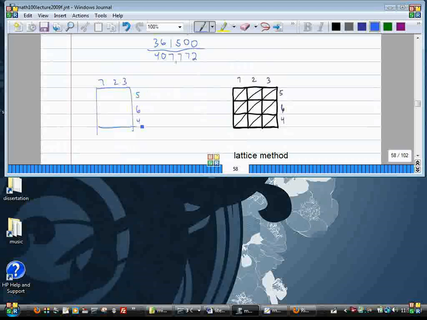Now what you've got to have is a column for each digit in the one number, and then a row for each digit in the other number. You dig? Okay. And in each box, you've got to split it in half with a little slash line. And make sure you get the slash lines going in that direction, not the other way.